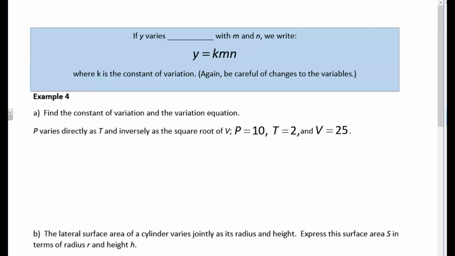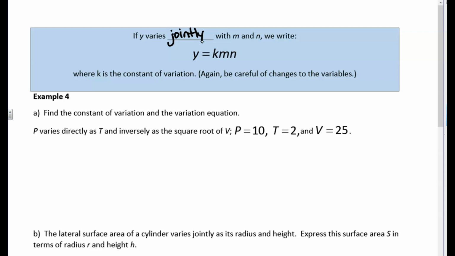All right, we also can have a thing called joint variation. So we say if y varies jointly with m and n, we would write y equals k times m times n, where k is your constant of variation. And again, we're being careful with changes of variables. And joint variation just means that you have multiple things varying directly together at the same time. So find the constant of variation in the variation equation.